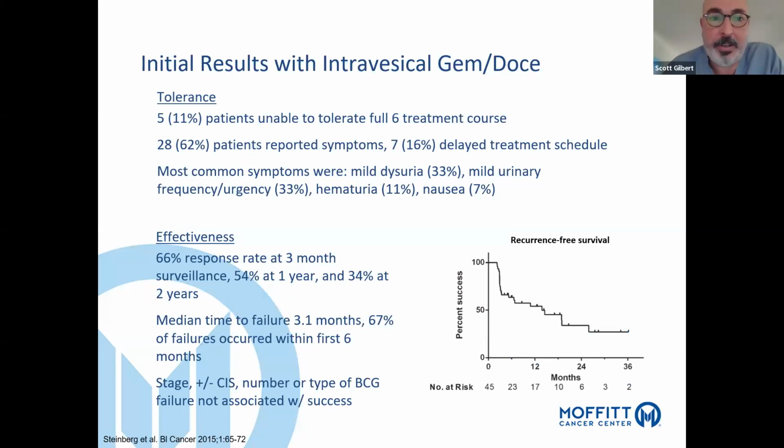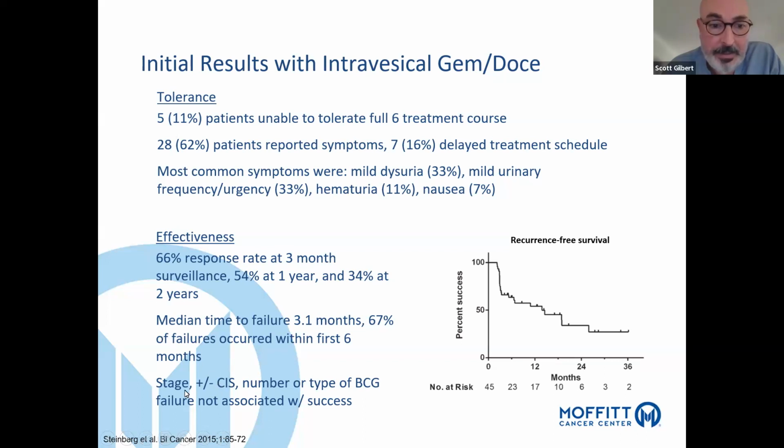So the initial results, about 10%, 11% of patients unable to hold all of the treatments. In terms of symptoms, 62% had some sort of symptom, and about 15% those symptoms delayed their treatment. Most often it was pretty mild dysuria or urgency frequency. 10%, 11% had hematuria. And in terms of response effectiveness, response rates at 3 months were 66%, which is, again, a higher number than we've seen before, and 54% at 1 year and 34% at 2 years. Remember, this protocol included a monthly maintenance for 2 years.